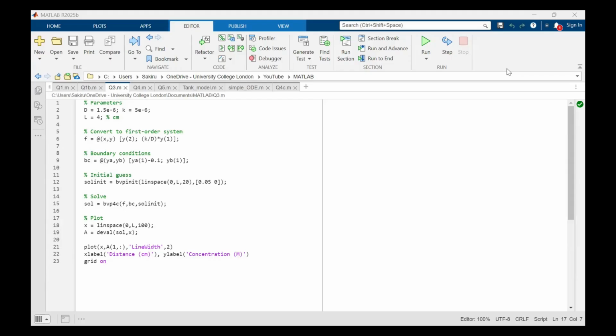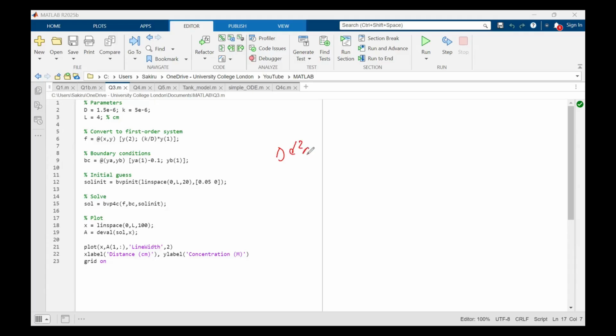First we need to define the parameters that we have. We have D, the diffusion coefficient, K, the reaction rate constant, and then the length of the tube, L equals 4 centimeters. Then you will need to write the function, as an anonymous function, f equals @(x, y). Because the derivative is with respect to x, x comma y, and then the y is going to be like a matrix of some vectors.